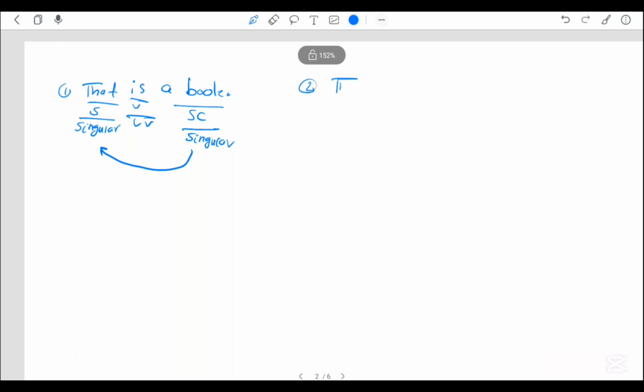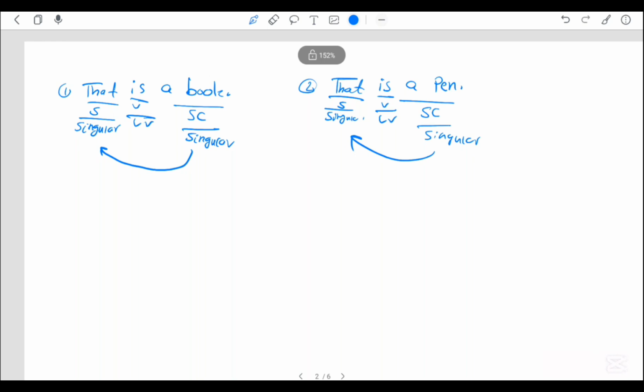Okay, example number two for that. Let's say that is a pen. Your classmate asks, what is that? You will say that is a pen. So this is the subject, singular. Singular means one. This is a verb, a linking verb, and pen is the subject complement and singular. That is too easy, right?